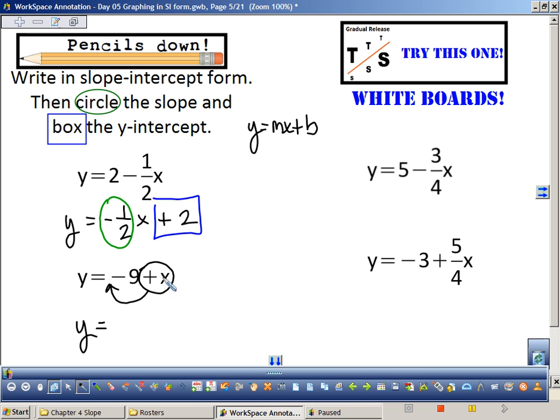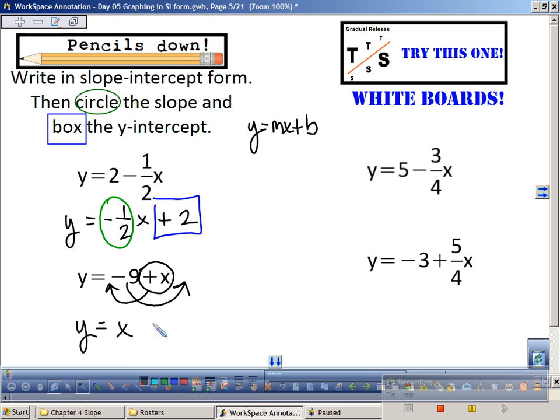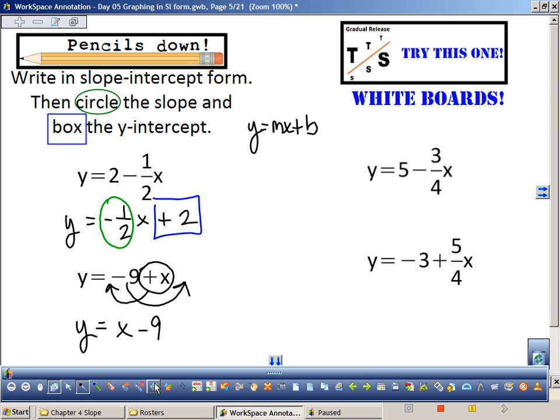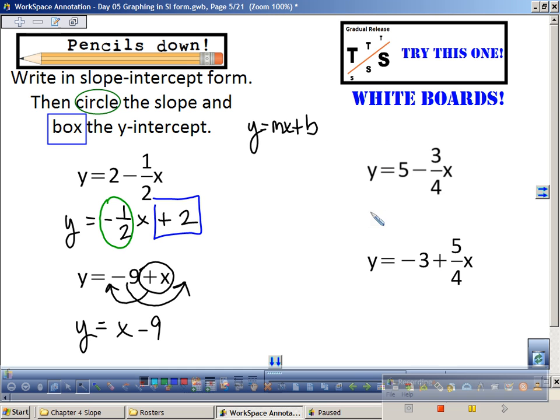So I get y equals, if positive x is right here, it's still positive x. And if negative 9 gets moved over here, it's still negative 9. Right? Is that equivalent to this? Yes. Okay. Who wants to try this one for me?